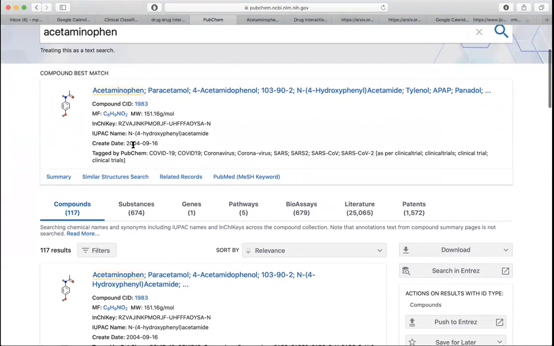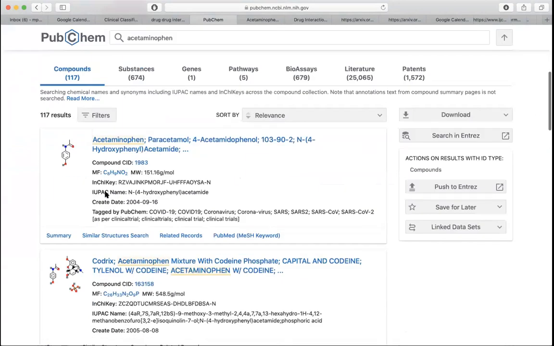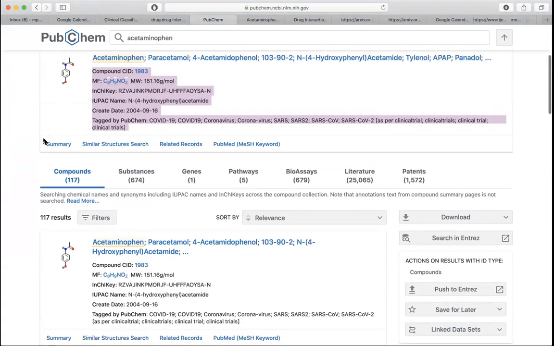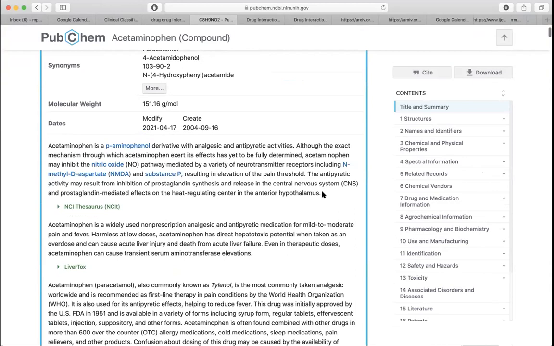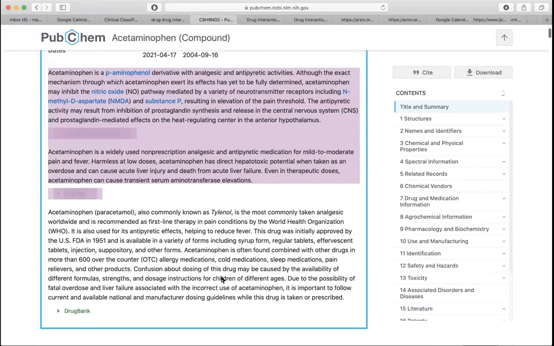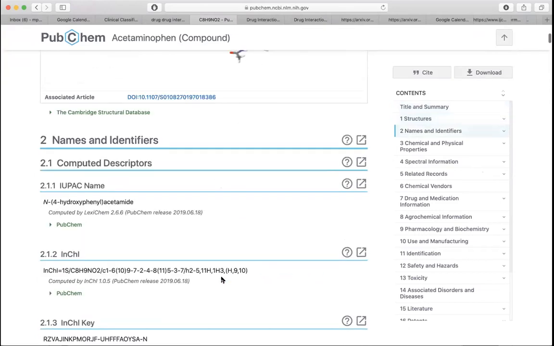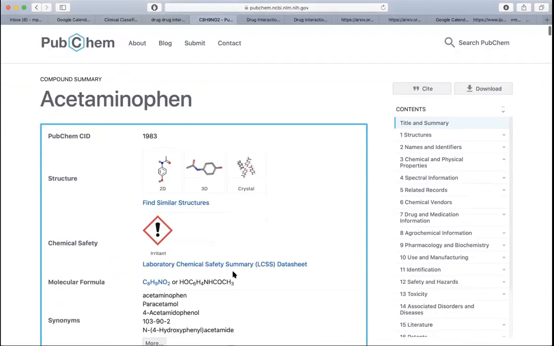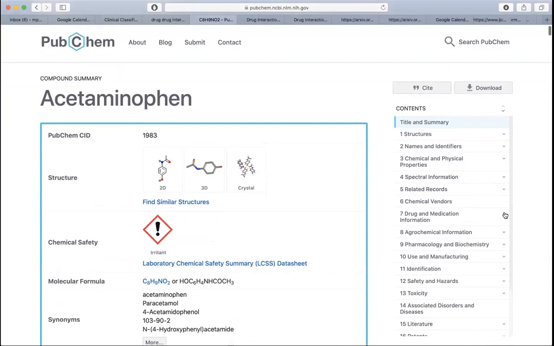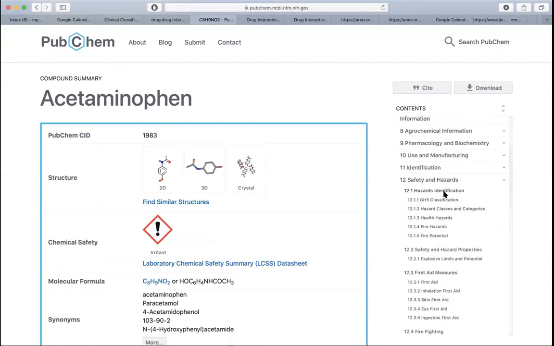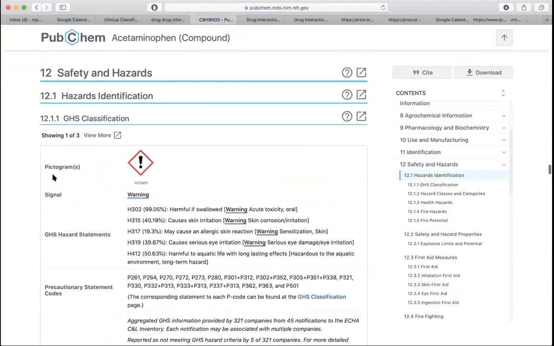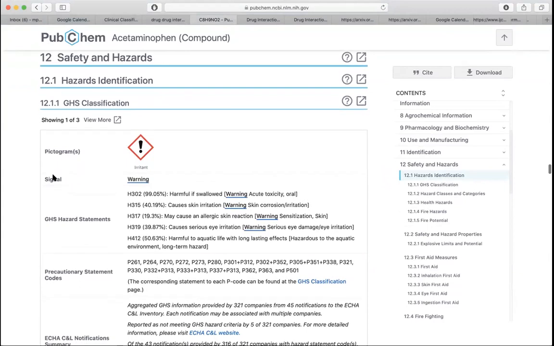There is a lot of meta information here. There's unstructured text information as well, like how it is used, related records, spectral information, chemical vendors, toxicity, safety and hazards. Right. So yeah, this is a very well-structured, very comprehensive data set.